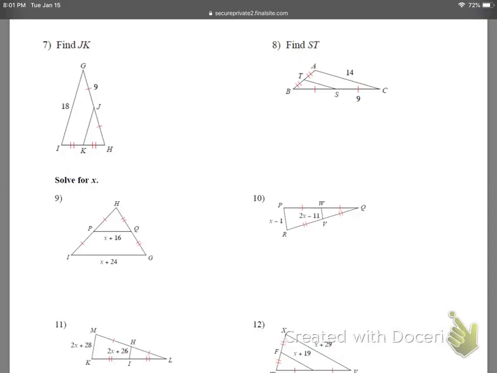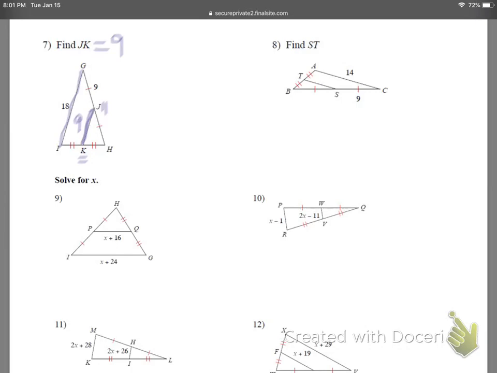So I think we're up to here. Here's 7. So now they want us to find JK. So where is JK? JK is right here. And once again, I see J and K are midpoints. Therefore, JK is a mid-segment that is parallel to GI and half its length. So if GI is 18, JK must be 9. Okay, that equals 9.